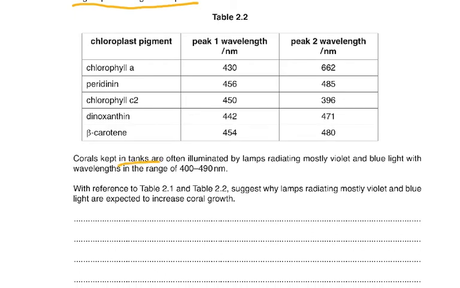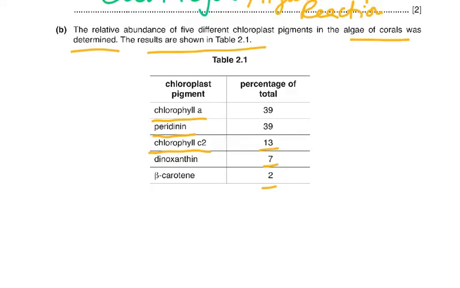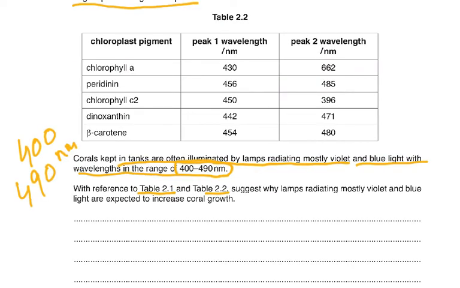Corals kept in tanks are often illuminated by lamps radiating mostly violet and blue light, with wavelengths in the range of 400 to 490. So the range is 400 to 490 nanometers. With reference to table 2.1 and table 2.2. So which one was table 2.1? This was table 2.1. So you refer to this and then you refer to this. When it says refer, you must see these again.